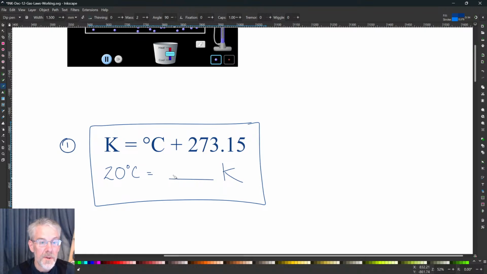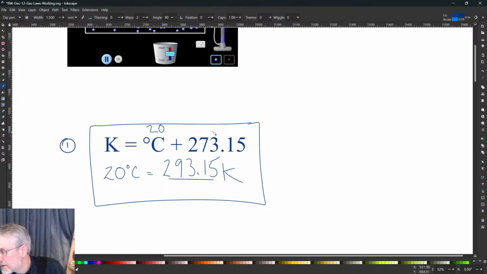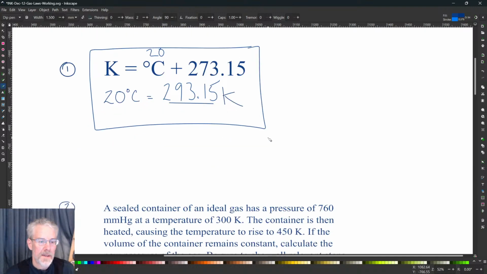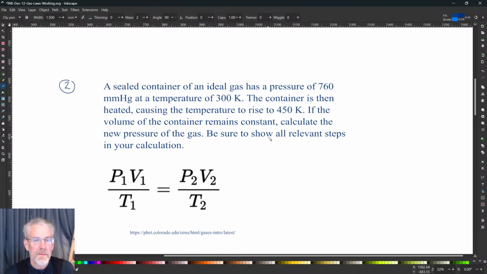So all you need to do is take that 20 degrees right here and just add it to 273. So you should end up with 293.15 K? And we never write the degree symbol with the K. Some teachers just tell you to use 273. Either way is good. Yep, Lola's got it, Taylor's got it. Excellent, excellent. All right. So let's give this one a try.